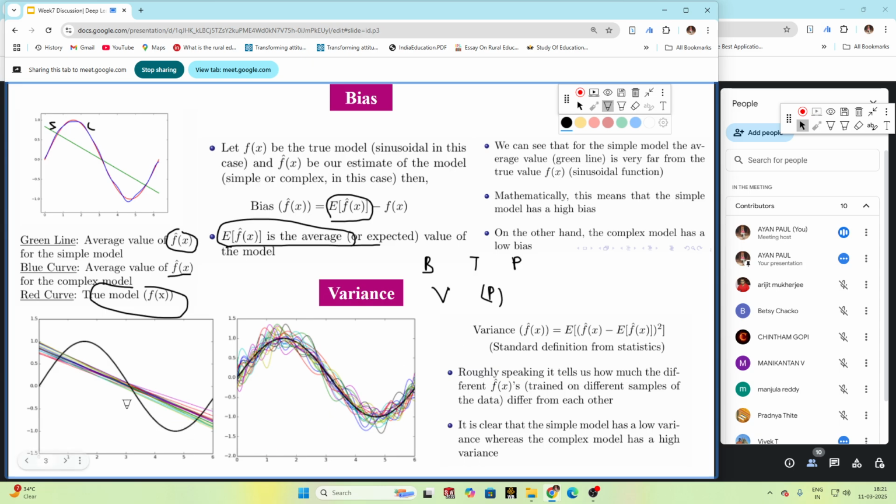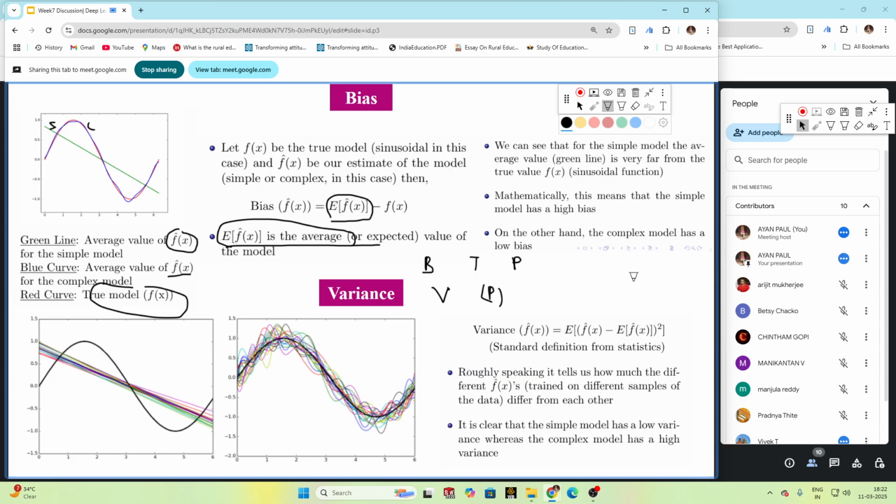In the case of the simple model, what we are seeing in this diagram is that the predicted function lines are very close to each other. So that means the simple model has less variance. But in this case, all these different color lines are very far away from each other. That means, roughly speaking, we can say that this complex model has higher variance.